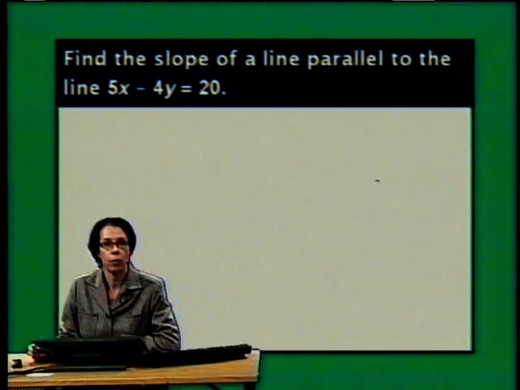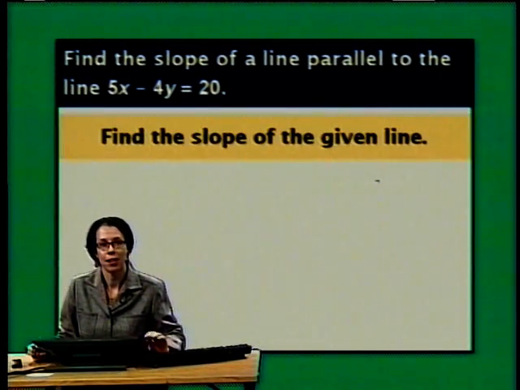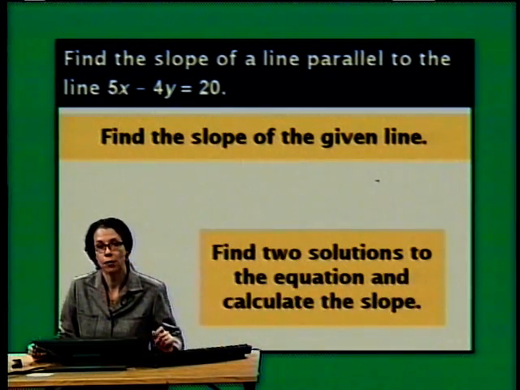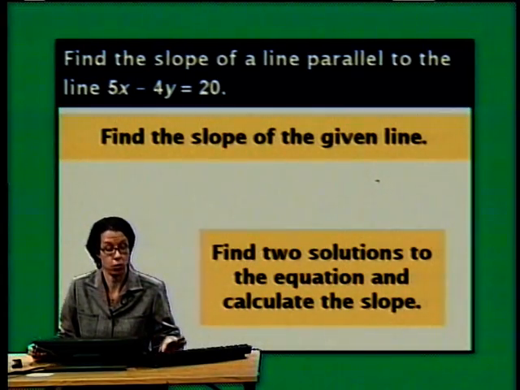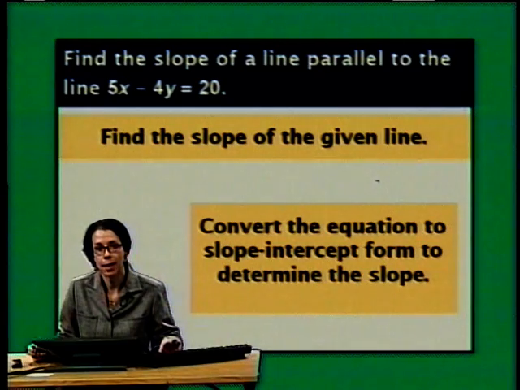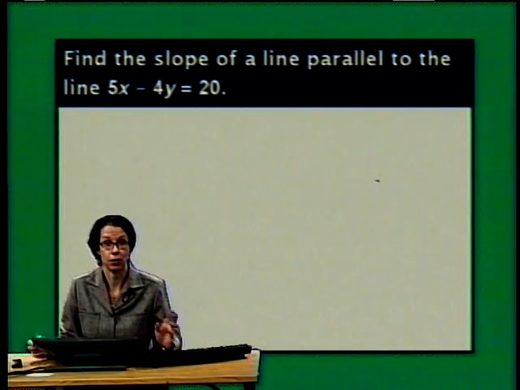We want to find the slope of a line parallel to the line 5x minus 4y equals 20. This is a linear equation given in standard form. We haven't seen one of these for a while. Now the first thing I need to do to find the slope of any line parallel is to find the slope of the given line, because parallel lines have the same slope. There's two ways I can do this. I can find two solutions to the equation and calculate the slope that way, or I can convert the equation to slope-intercept form and read the slope off the equation. For this example, I think I'm going to find two solutions, because here the intercepts are very easy to determine.